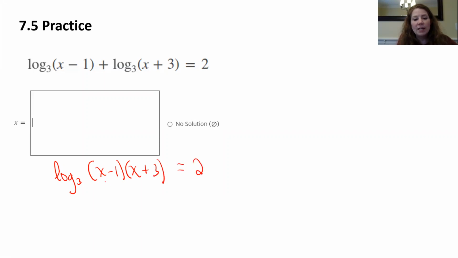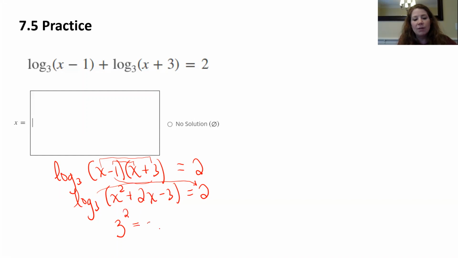So then, when we have the product of two binomials, we're going to FOIL them. So we have log base 3 of x times x is x squared, and then 3x minus 1x, which is positive 2x, and then negative 1 times 3 is negative 3, equals 2. And now we're just using the property where we can take the base and bring it to the power of what's behind our equal sign. So 3 squared is equal to x squared plus 2x minus 3.